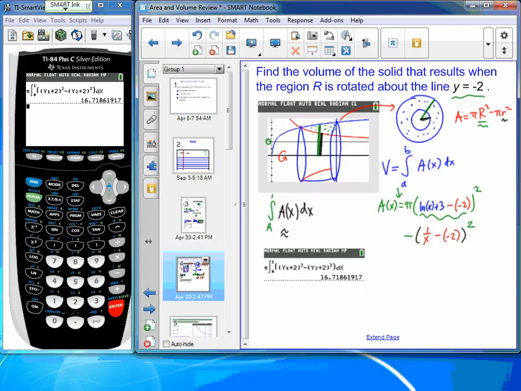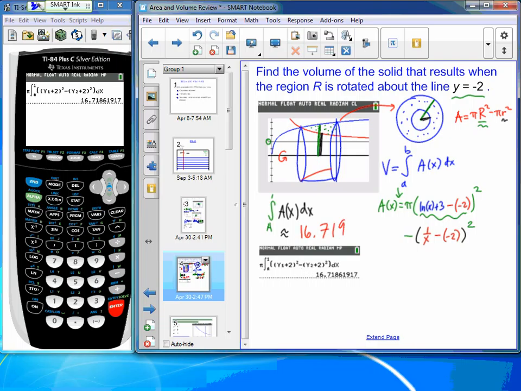That's pretty sweet. So there's our 16.719. Awesome. Okay. So this washer was nice because our outer radius and inner radius were both kept positive by doing top curve minus bottom curve, and my axis of rotation was beneath my original region R.